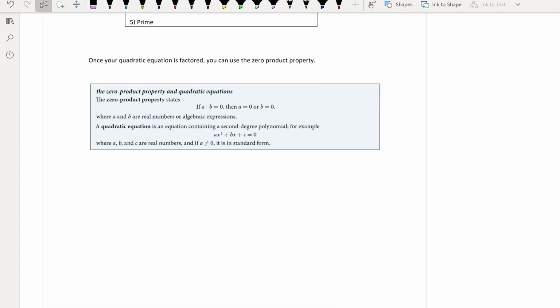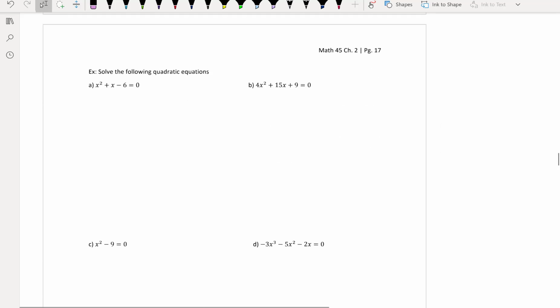So once your quadratic equation is factored, you can use the zero product property. The zero product property states that if you multiply 2 numbers together, even though you don't know what they are, and it's equal to 0, then one of those numbers has to be equal to 0, because anything times 0 is equal to 0, okay? So let's think about this in this first example.